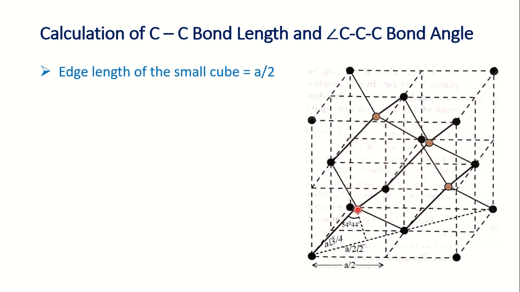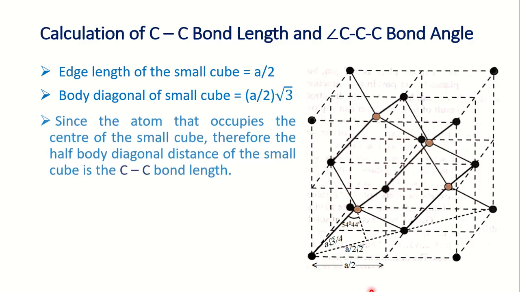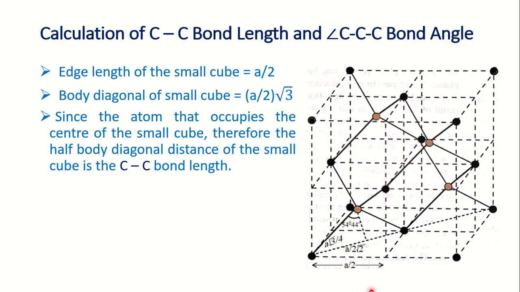The edge length of the small cube is a by 2. Here to here, this is a by 2. The body diagonal of the small cube is definitely the edge length into root 3. So the edge length is a by 2, and the body diagonal is a by 2 into root 3. Since the atom that occupies the center of the small cube, we are mentioning this atom here. This is at the center of the small cube. This cube is actually the left front bottom cube.